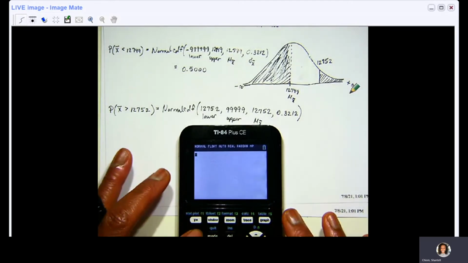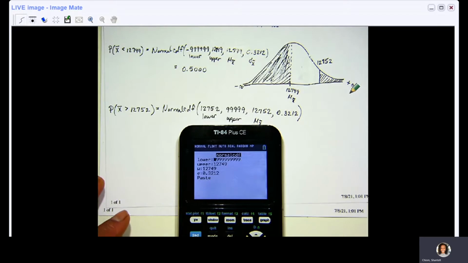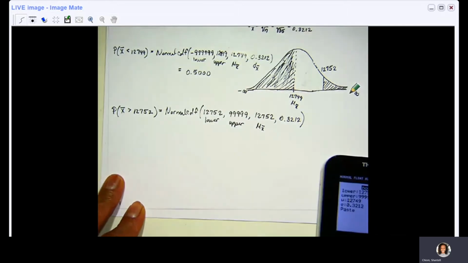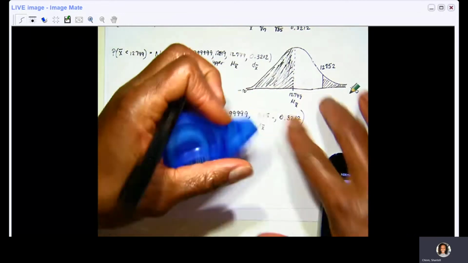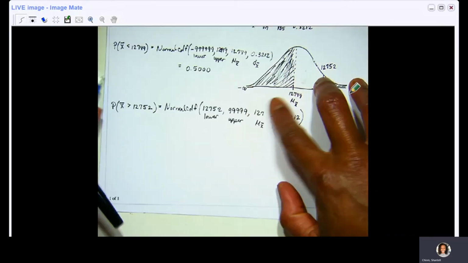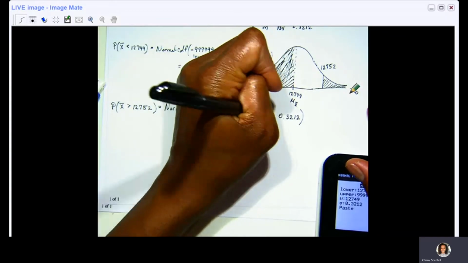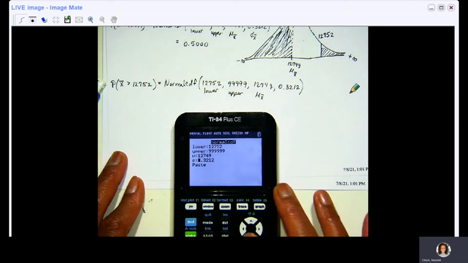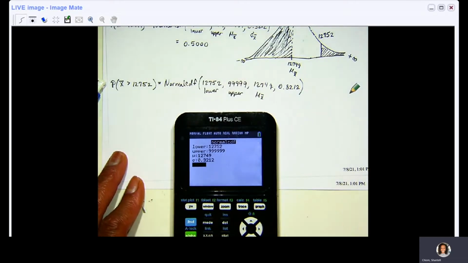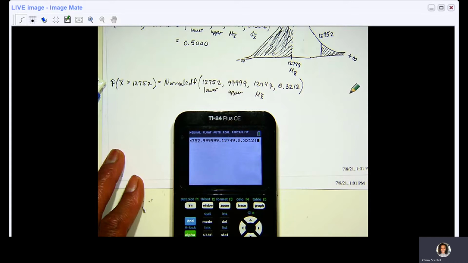So we've got second VARS, normal CDF, lower 12752, our upper 99999. Our mean mu is still 12749. And our deviation, 0.3212, and then we hit paste. And there it is on our home screen.